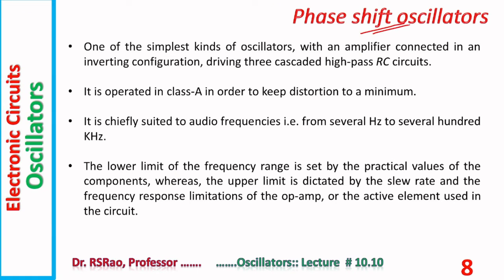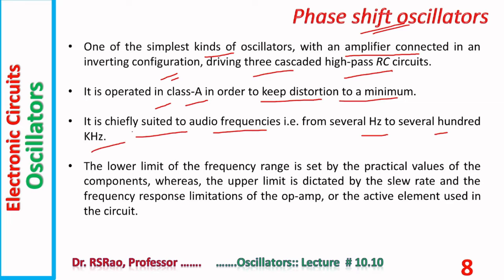Some points on phase shift oscillator. These are the simplest kinds of oscillators, with an amplifier connected in an inverting configuration, driving 3 cascaded high-pass RC circuits. It is operated in class A in order to keep distortion to a minimum. Chiefly suited to audio frequencies from several Hz to several 100 kHz. Lower limit of the frequency is set by practical values of components, whereas upper limit is dictated by slew rate and frequency response limitations of op-amp or active element used in the circuit.